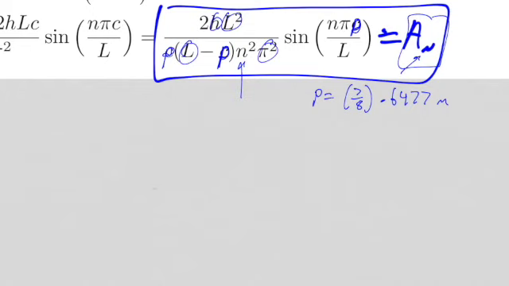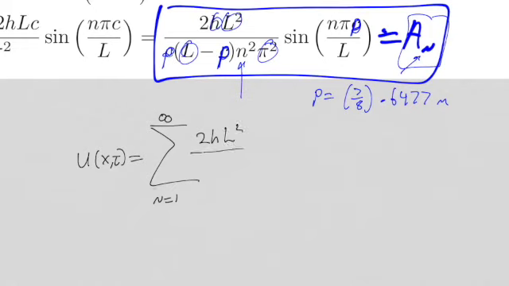So now with all this down, we can write down very close to our final answer. u of x and t equals this infinite sum, n equals 1 to infinity. And now I substitute all of this stuff in there. I write 2hL squared over p times L minus p, n squared pi squared. And then this is just a number now. This is sine n pi p over L, right? So that goes up here, sine n pi over L times p. So that goes up there.